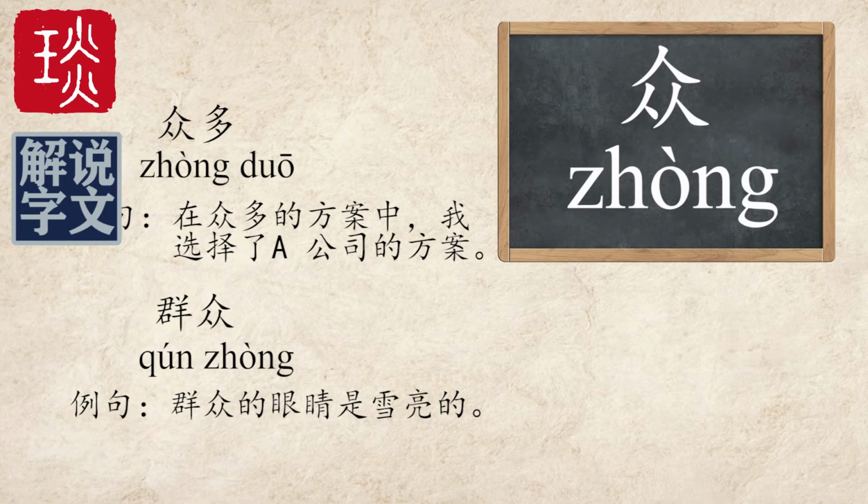众多, a lot. 在众多的方案中，我选择了 A 公司的方案。群众, that's one way to say people in Mandarin. 群众的眼睛是雪亮的。When 人 is a radical, especially when it's on the left side of a character, usually it's written like this.